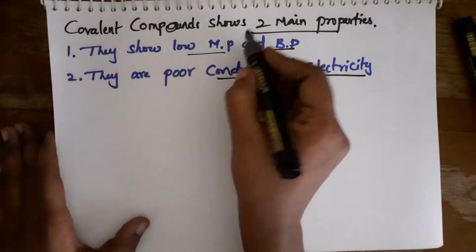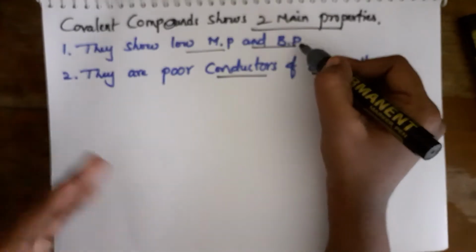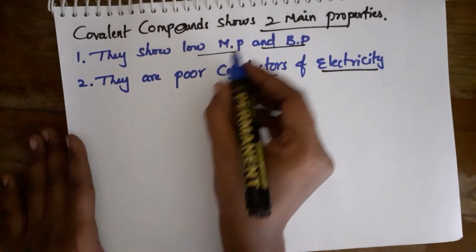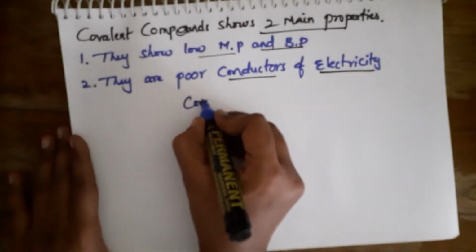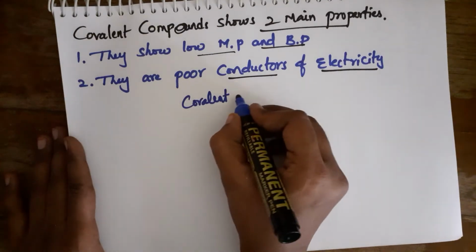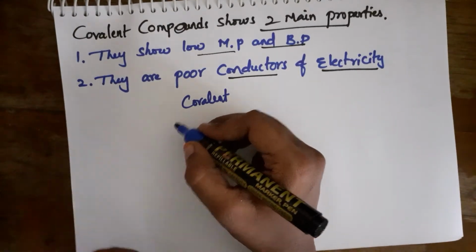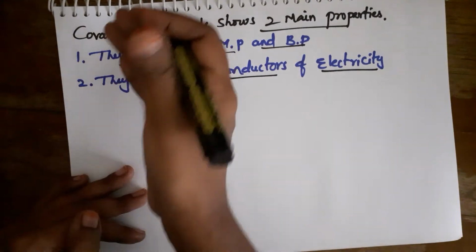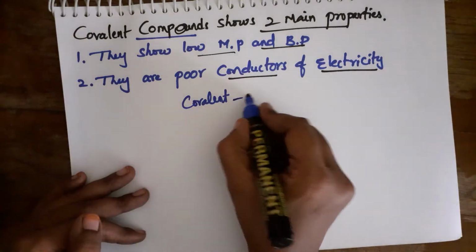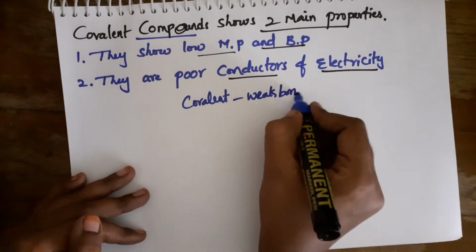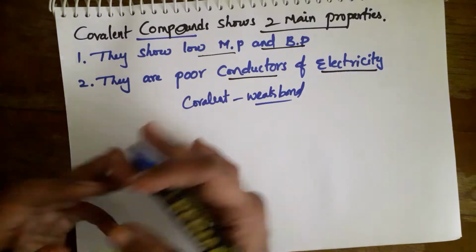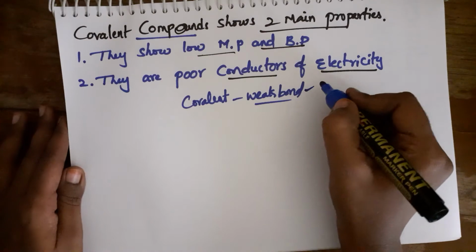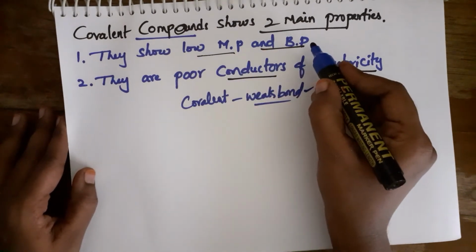How are they showing the low melting and boiling point? They show low melting and boiling point. Why? Because they involve the covalent bond, right? The compounds which contain the covalent bond are called covalent compounds, right? The compound in which the covalent bond is present is called a covalent compound. Here the covalent bond is a very weak bond, okay. It involves only sharing of electrons. It is formed by sharing of electrons, so it is a very weak bond. So here it shows low melting and boiling point.